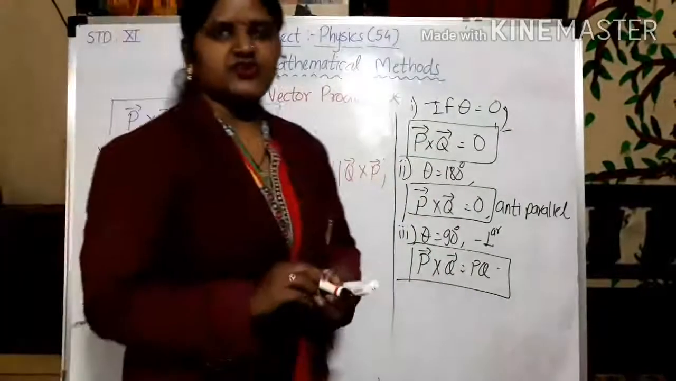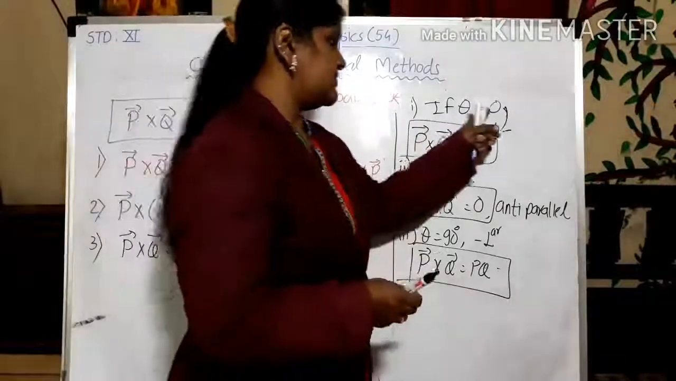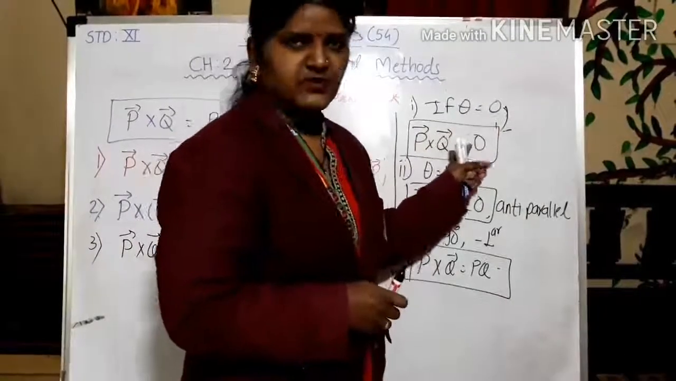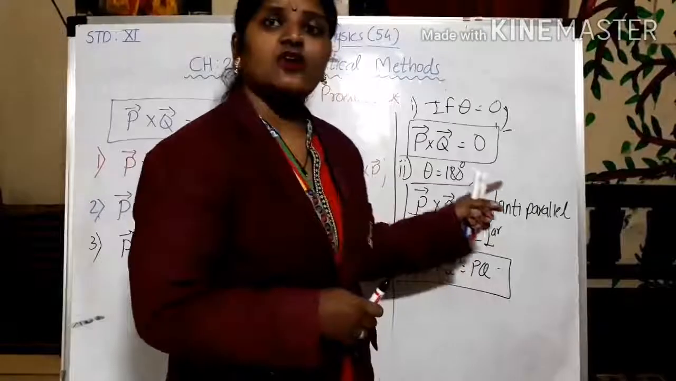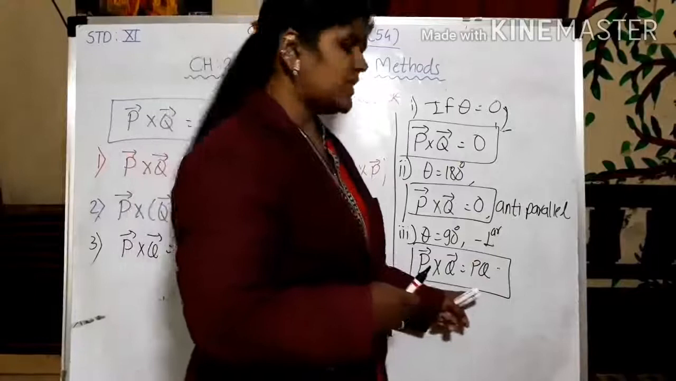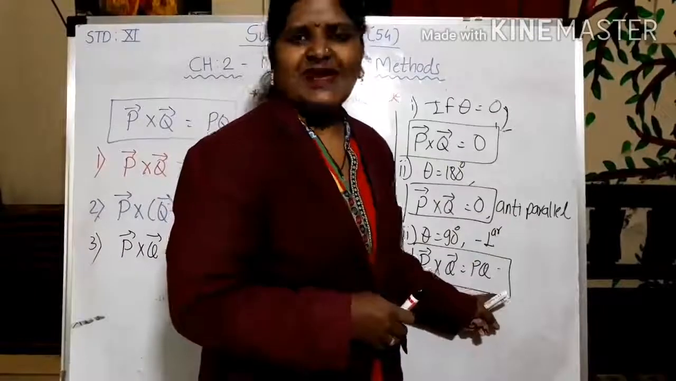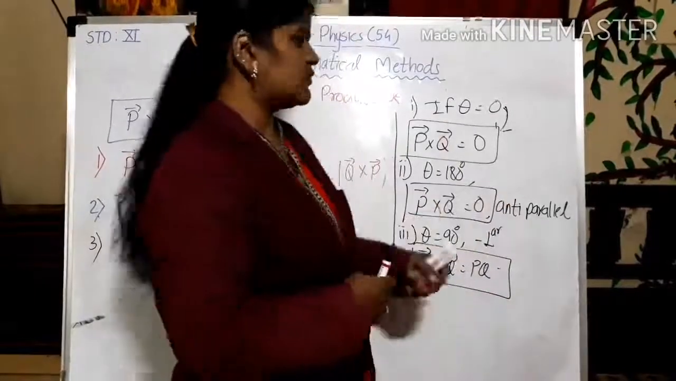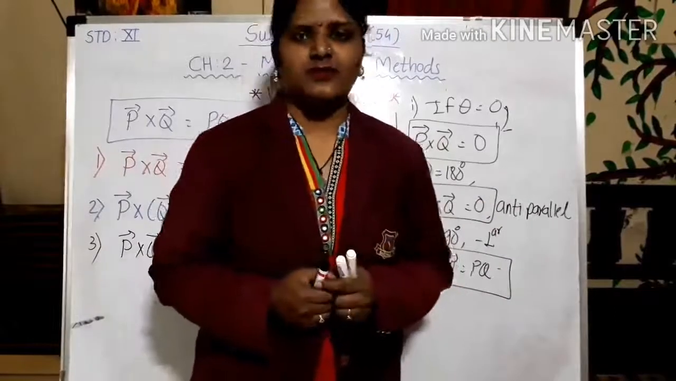So these are the three conditions. When theta is 0, the cross product becomes 0. When theta is 180, the cross product again becomes 0. When theta becomes 90, the cross product is the product of their magnitudes. Okay, so this is about the special cases of theta.